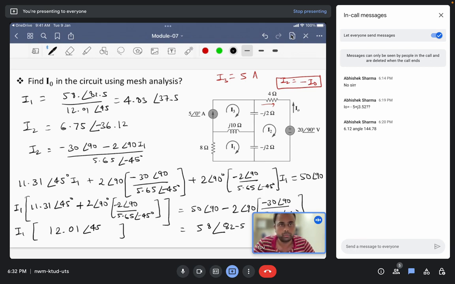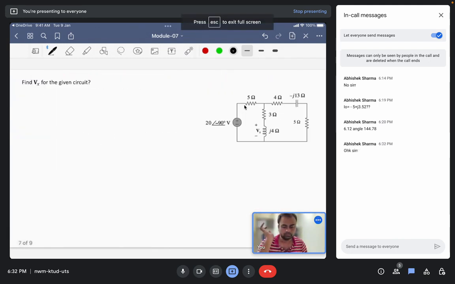So Abhishek has reported the answer as 6.12. So Abhishek, you can again recheck. So maybe there will be a problem. You can point out where problem is there. So let us move to next problem.